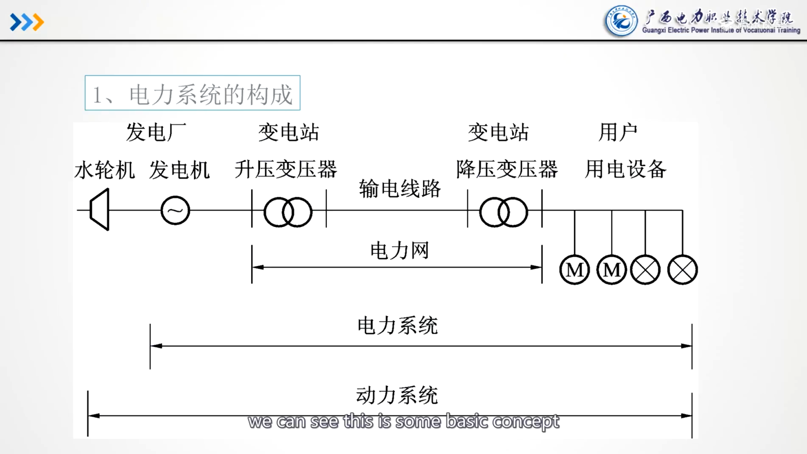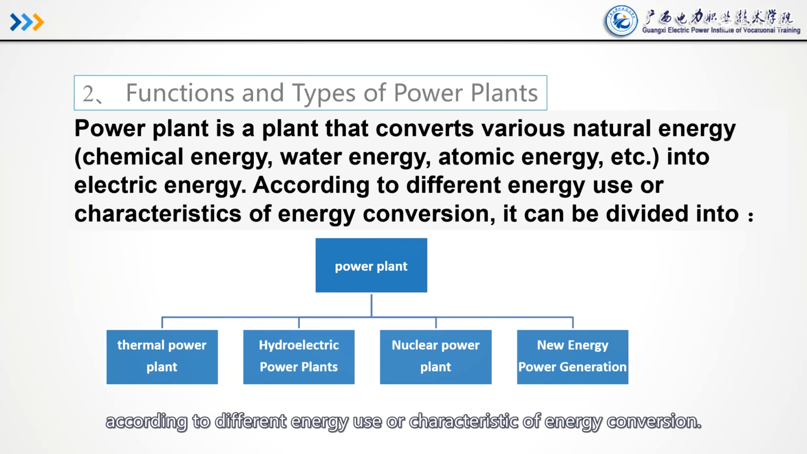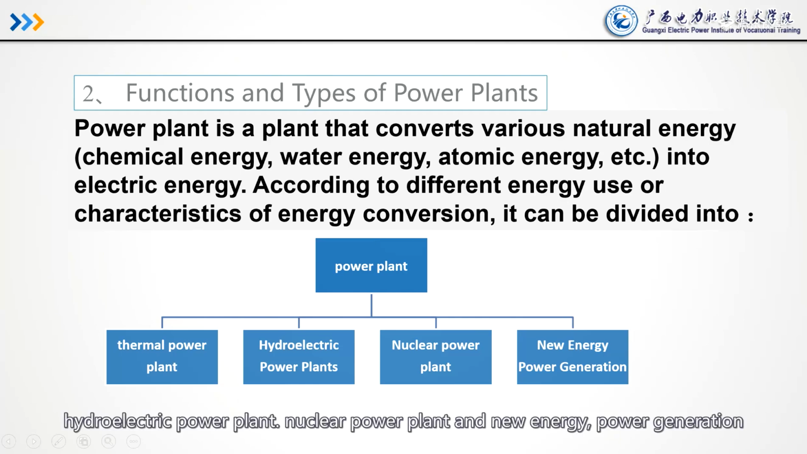We can see some basic concepts in the power system, and the functions and types of power plants. A power plant is a plant that converts various natural energy, such as chemical energy, water energy, and atomic energy, into electric energy. According to different energy use or characteristics of energy conversion, it can be divided into 4 parts. You can see in the chart here, the power plant can be divided into thermal power plant, hydroelectric power plant, nuclear power plant, and new energy power generation.